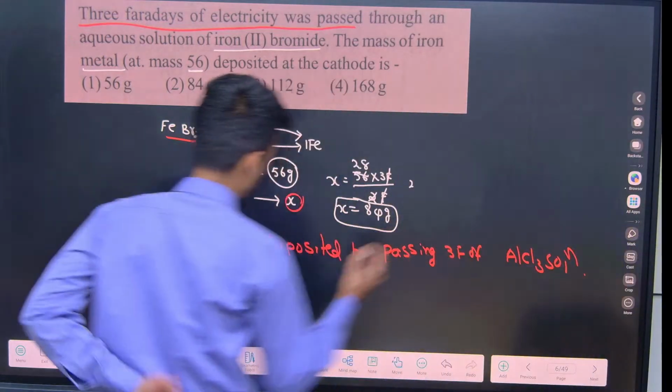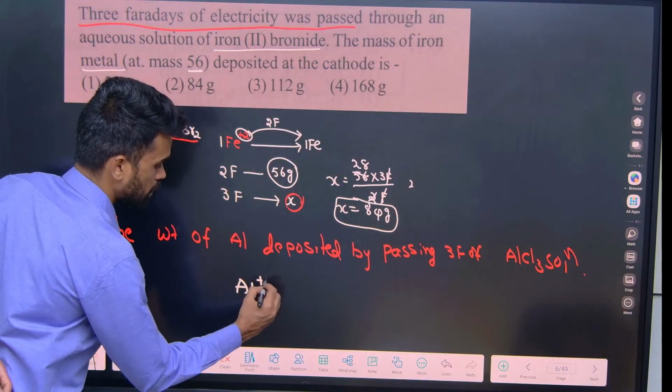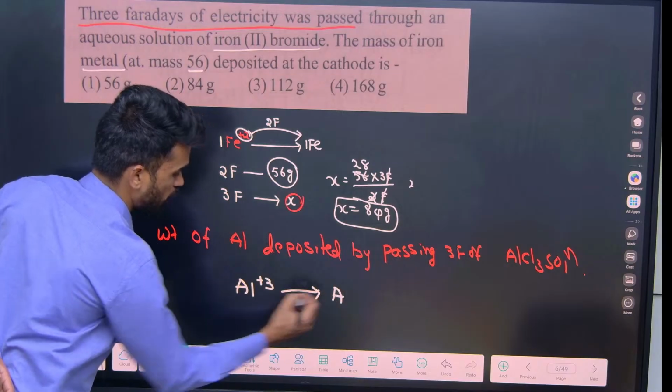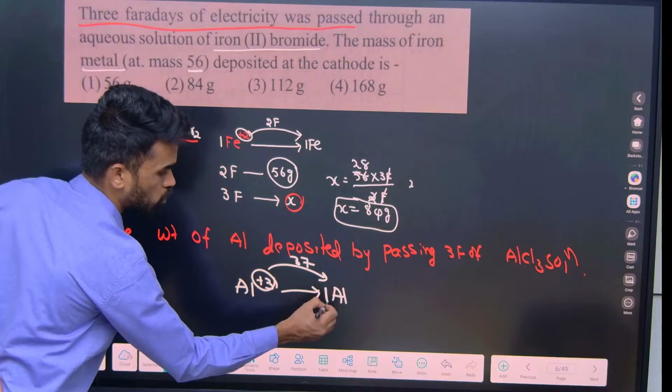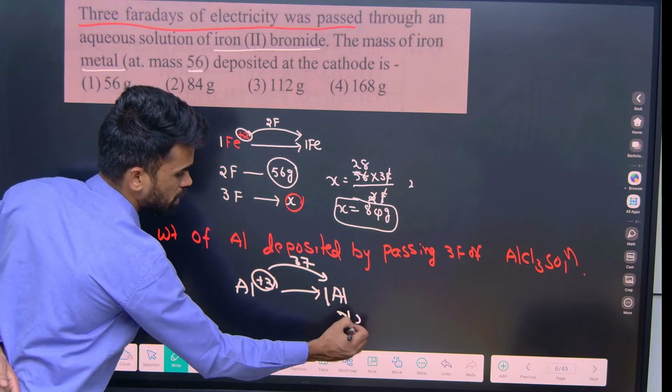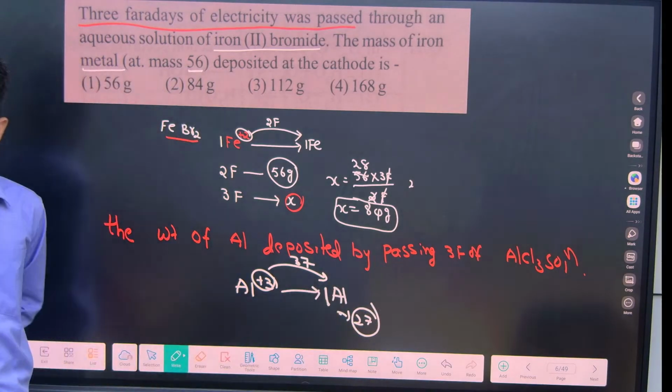See, from AlCl3, that means Al+3 converting into Al. How many Faradays required? 3 Faradays. So if I pass 3 Faradays, we will get 1 mole of aluminium, that is nothing but 27 grams of aluminium. Okay, up to here it is clear.